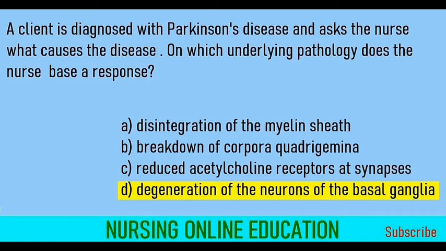Parkinson's disease involves destruction of the neurons of the basal ganglia, mainly because of their degeneration. The cause of destruction is unknown. Okay, so here the answer is degeneration of the neurons of the basal ganglia.